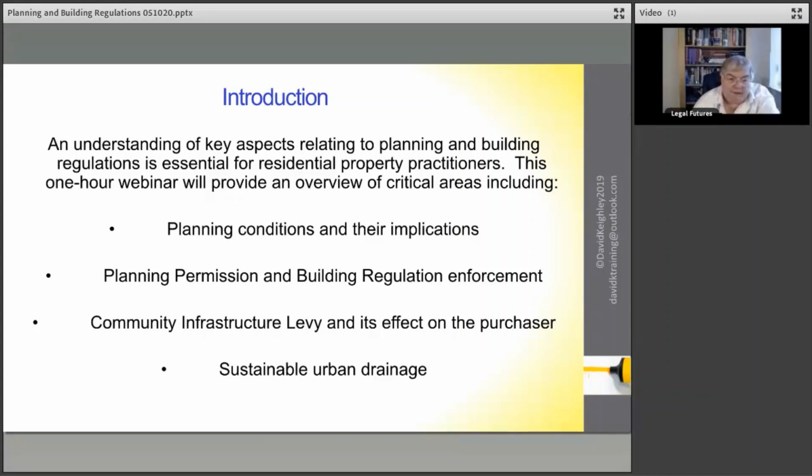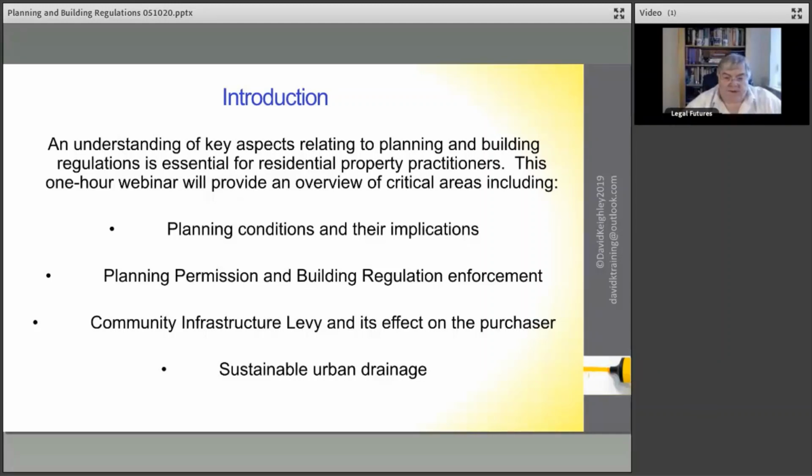What I'm going to be covering is just an outline of these items shown on the screen there, looking at the different sorts of planning conditions and the implications of those. And then a look at planning permission and building regulation enforcement. And then I'll run through some of the key items of importance to home buyers in relation to the community infrastructure levy, particularly looking at the impact on the purchaser of properties, and then also looking at sustainable urban drainage.